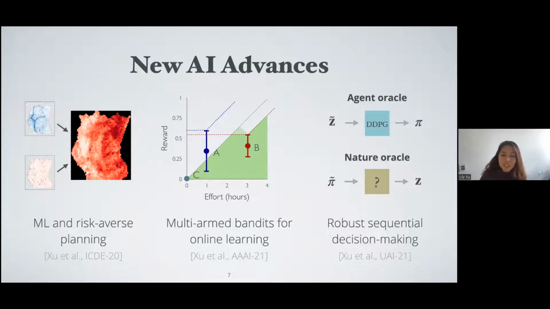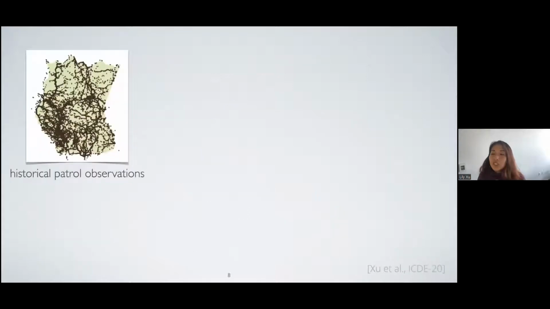And then finally, we consider a sequential decision-making setting in which our environment is no longer stationary over time, but rather changing as the poachers are responding to our patrols. And this change of behavior necessitates sequential decision-making. But because we have a lot of uncertainty, we have to make sure that the planning that we're doing is robust to that uncertainty.